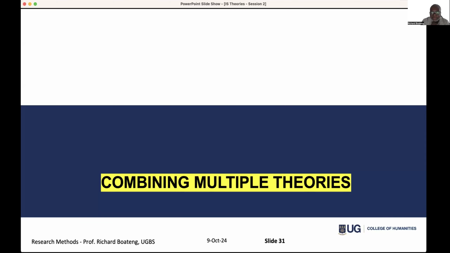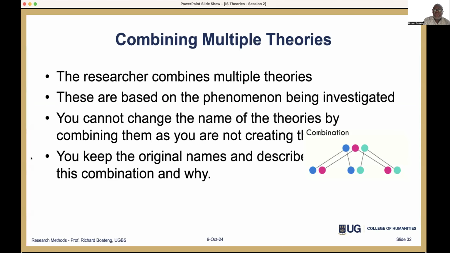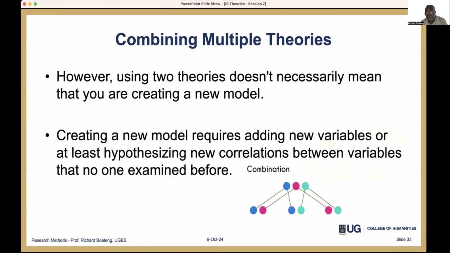So combining multiple theories. How do you combine multiple theories? So in this particular scenario, the person wants to combine multiple theories. What you see here is that you cannot change the name of the theories by combining them, as you are not creating it. You keep the original names and describe this combination. So how do you combine them?